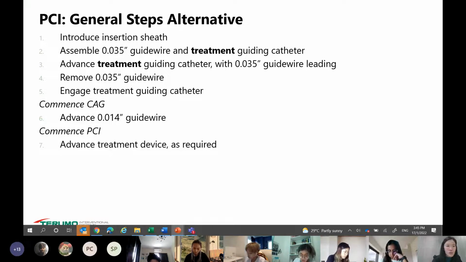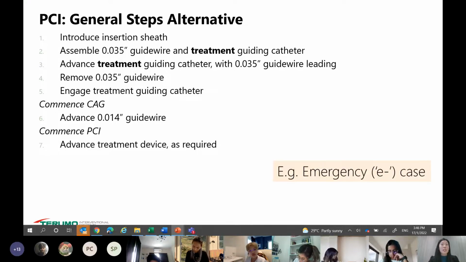CAG we still do. But CAG, they will still do it, and then they will advance the 0.14 guide wire and then do PCI. So basically, the angiographic guiding catheter is used commonly, but in an emergency case, sometimes you will see it being skipped. So this is called an E case.